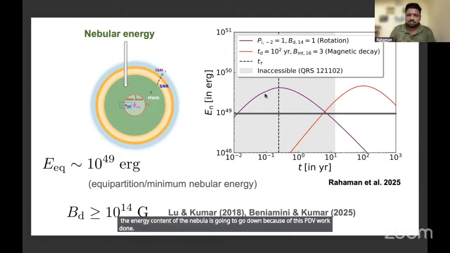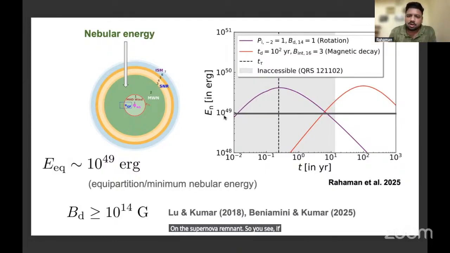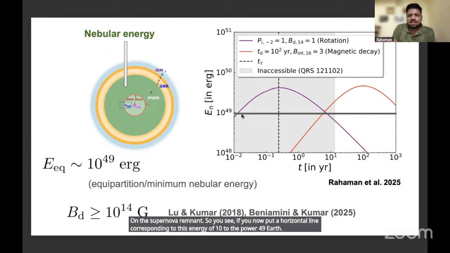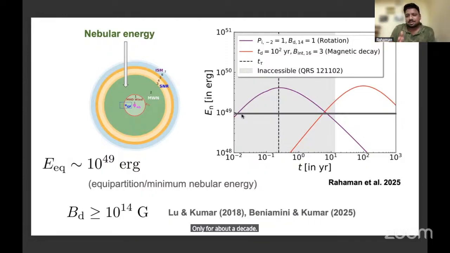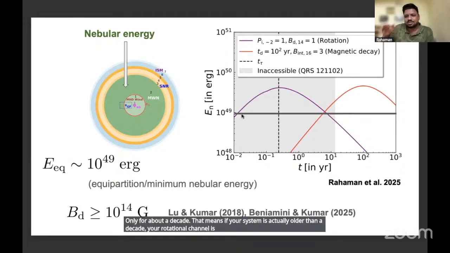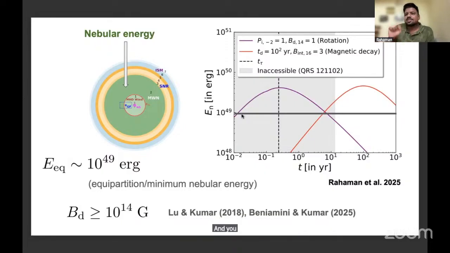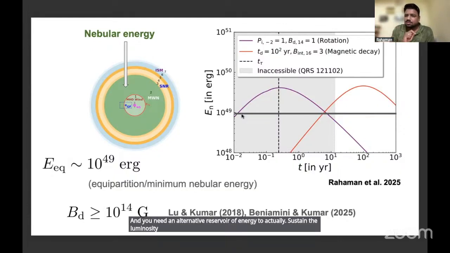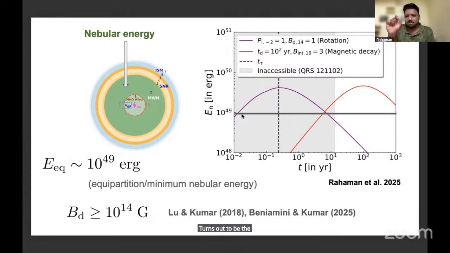So you see, if you now put a horizontal line corresponding to this energy of 10^49 ergs, you can quickly see that for the rotational channel, you can satisfy an energy content in the nebula of 10^49 ergs or higher only for about a decade. That means if your system is older than a decade, your rotational channel is saturated, it's quenched. And you need an alternative reservoir of energy to actually sustain the luminosity. That alternative reservoir of energy turns out to be the internal magnetic field decay of the magnetar.